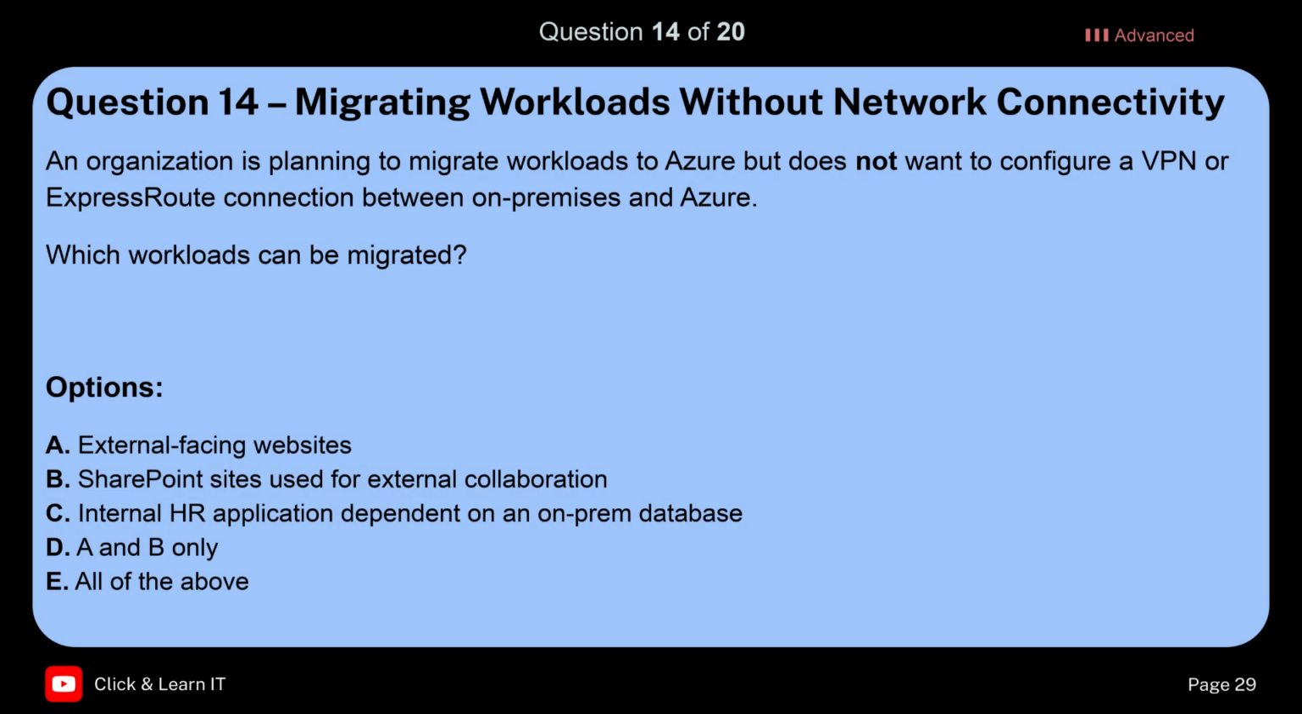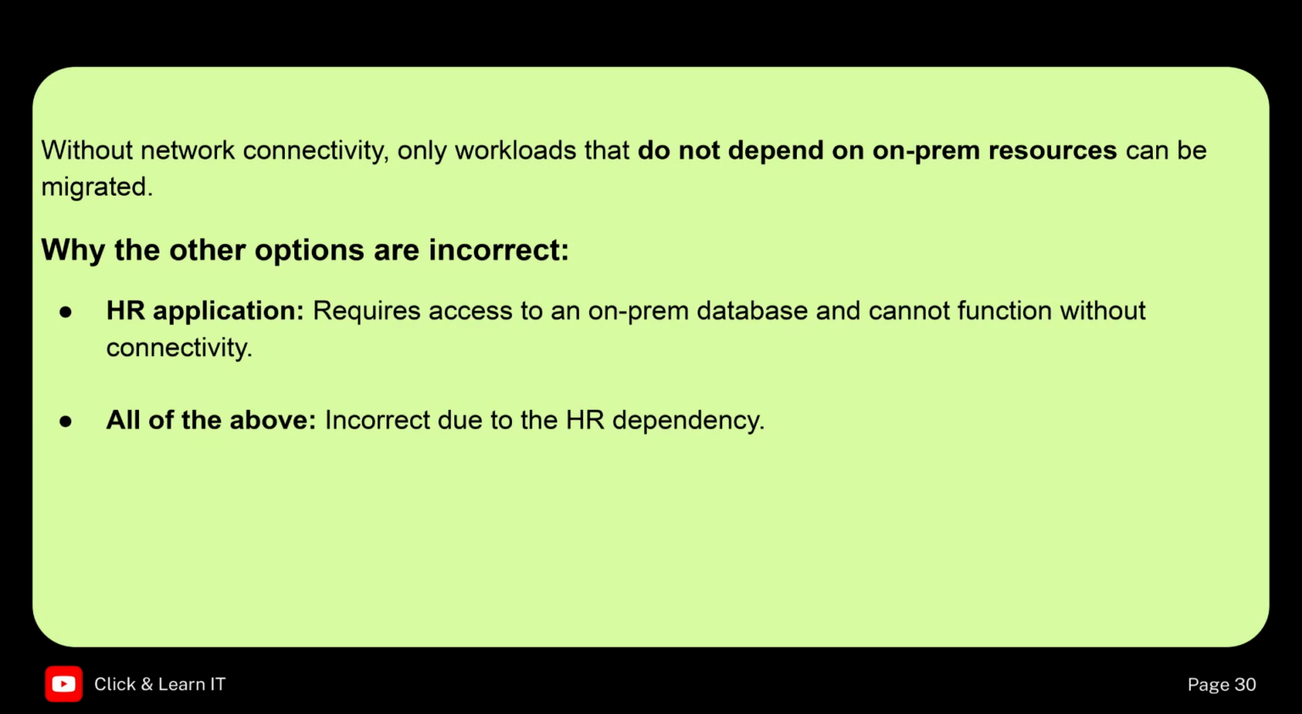Question 14. An organization is migrating workloads to Azure but cannot configure a VPN or express route. Which workloads can be migrated without network connectivity to on-premises resources? The correct answer is D, A and B only. External facing websites and SharePoint sites used for external collaboration. Workloads like the internal HR application, which depend on an on-premises database, cannot be migrated without connectivity.